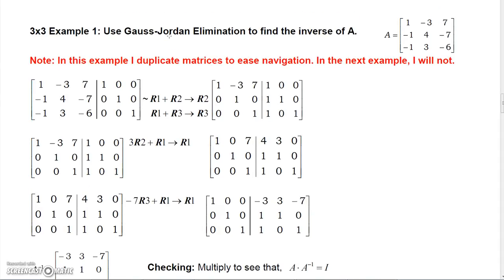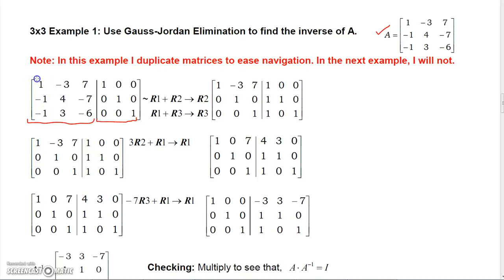Okay, so let's look at a 3 by 3 example. Now I'm going to duplicate the matrices here to ease the navigation, but in this next example I won't do that. Here I give you a 3 by 3 matrix. It is a square matrix, so it could have an inverse. But I'm going to augment that matrix, this time since it's 3 by 3, with the 3 by 3 identity. And remember, what I want is for this left side to be a 3 by 3 identity matrix when I'm done.